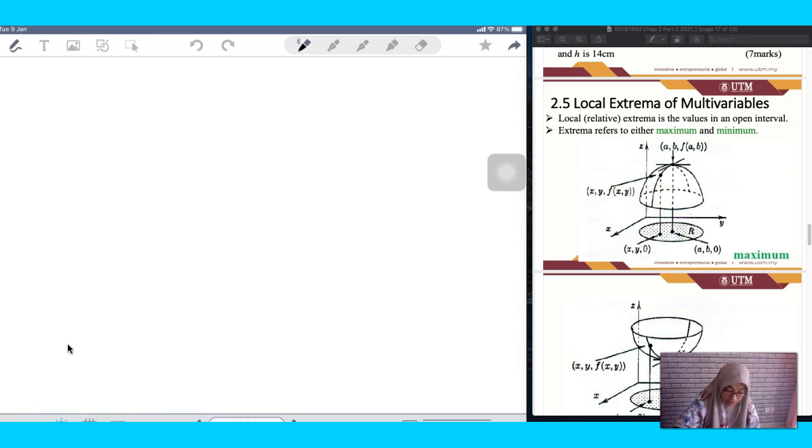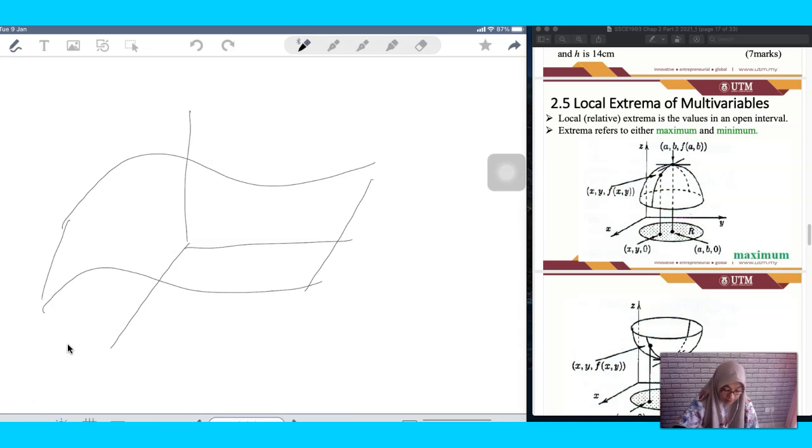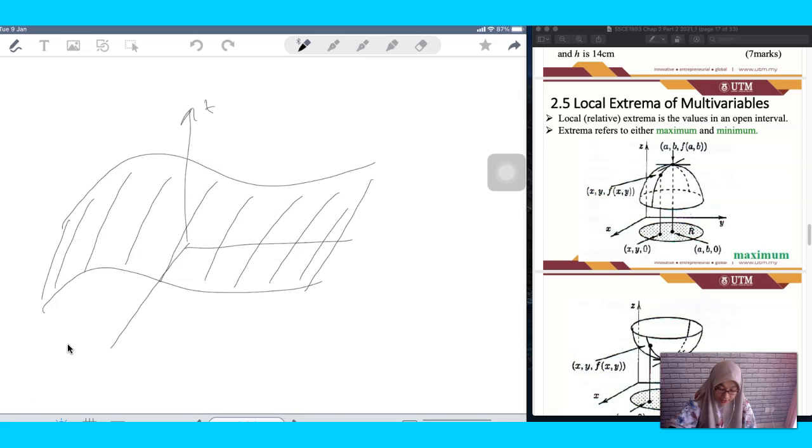Okay, the idea is, let's say you are given just a random surface. Then using the partial derivatives, you can see that there is some slope, right? So the function given to you is a two variable function. Now you want to know, is there any maximum or minimum point on that surface?